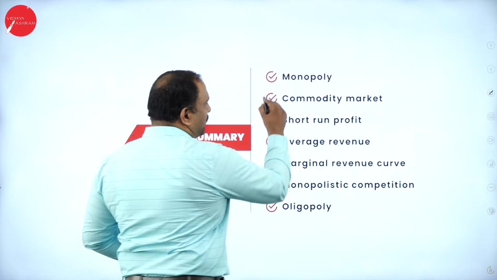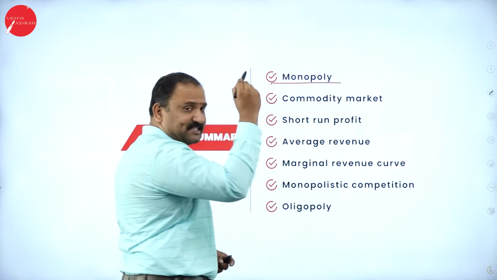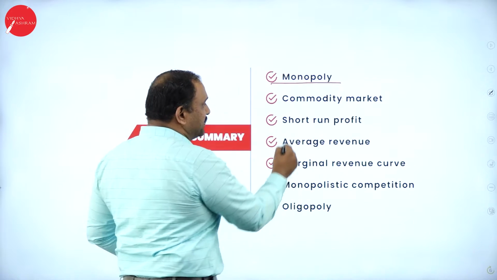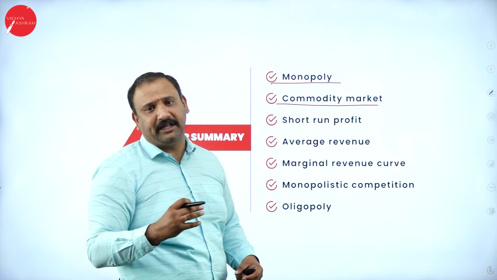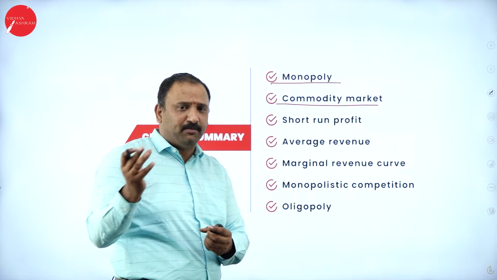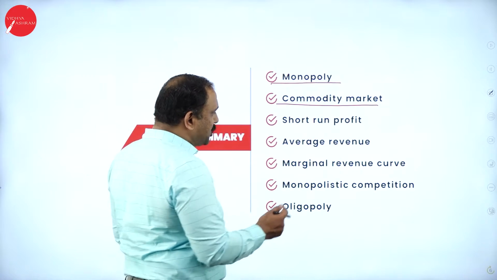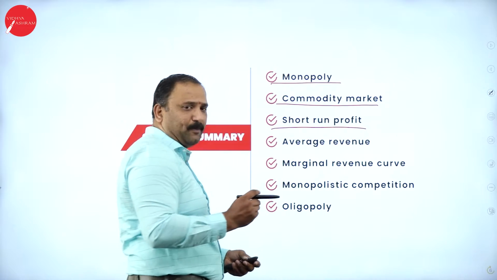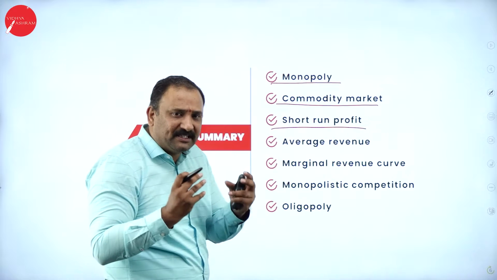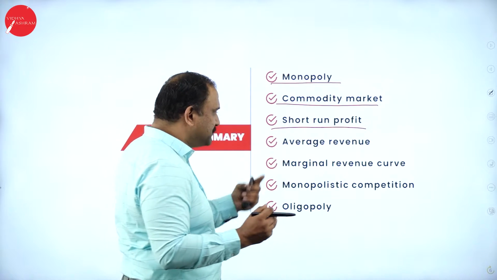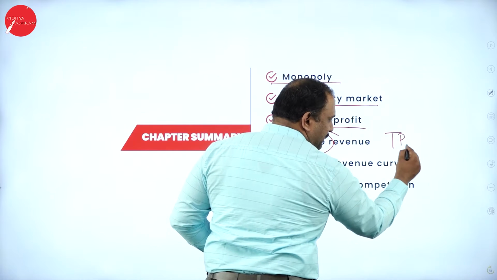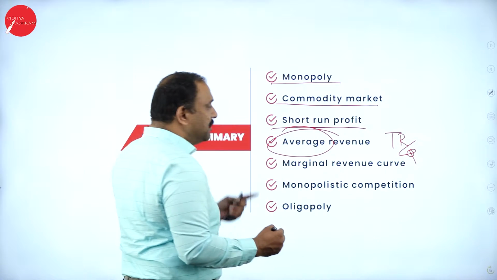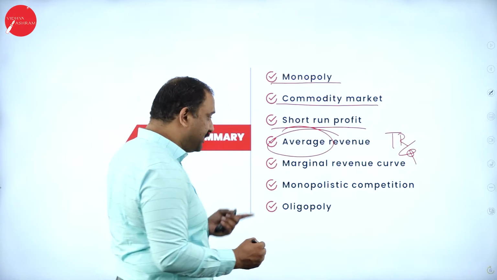So we're going to learn about this word called monopoly: single seller, multiple buyers. Commodity market, yes, you would have seen monopoly in many of the commodity markets, but nowadays markets have become more open. Now your short run profit, because in a monopoly, within that limited time, you make the maximum profit. Average revenue, which means total revenue divided by the quantity. Marginal revenue curve, which is very, very important here.